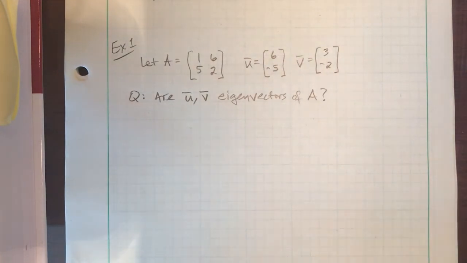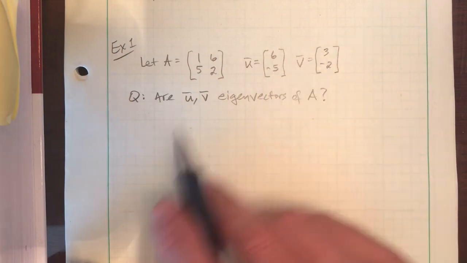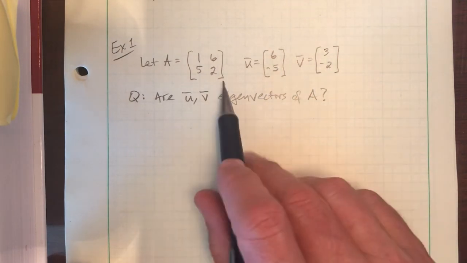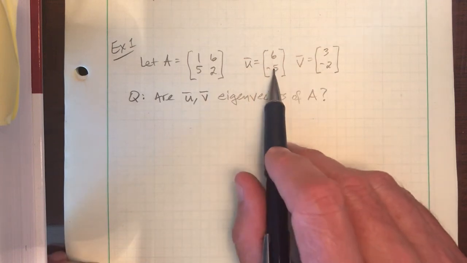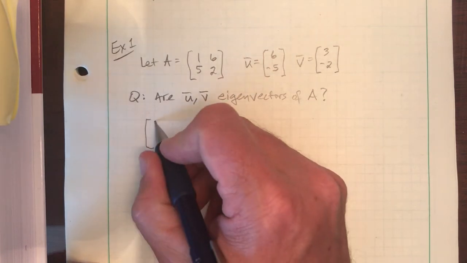So right off the bat, I'm giving you a square matrix. I'm giving you two vectors, and the question: could either of those be an eigenvector? So how can you just check? If you're given all the parts, how do you know something is an eigenvector of a matrix? Well, let's try that first one.